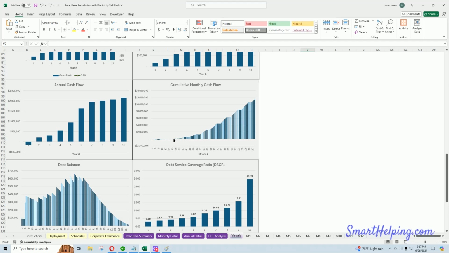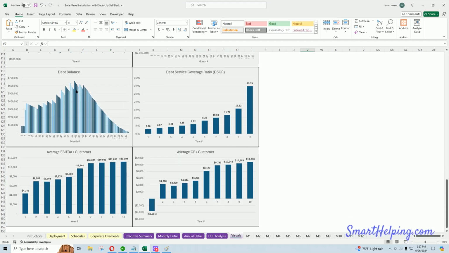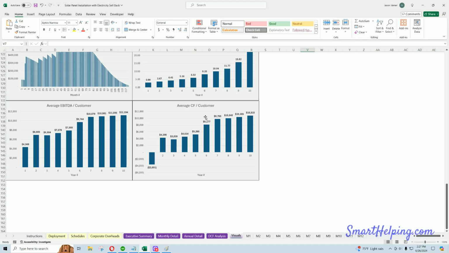This will show you when you start to break even and start to save. And again, you might want to start deploying more rapidly as you're starting to build cash flow, and you can scale even more. However, you want to strategize this 10-year project. Debt balance over time. See, that starts to get paid back once we stop scaling. Debt service coverage ratio, average cash flow per customer per year, average EBITDA per customer per year.